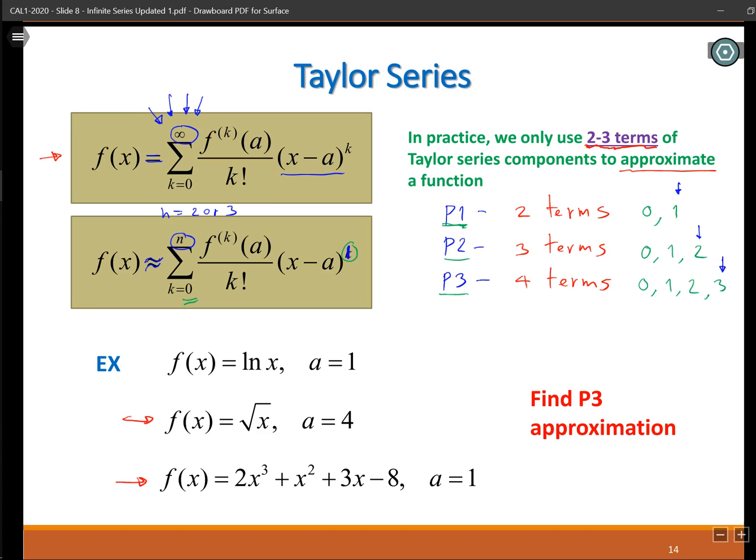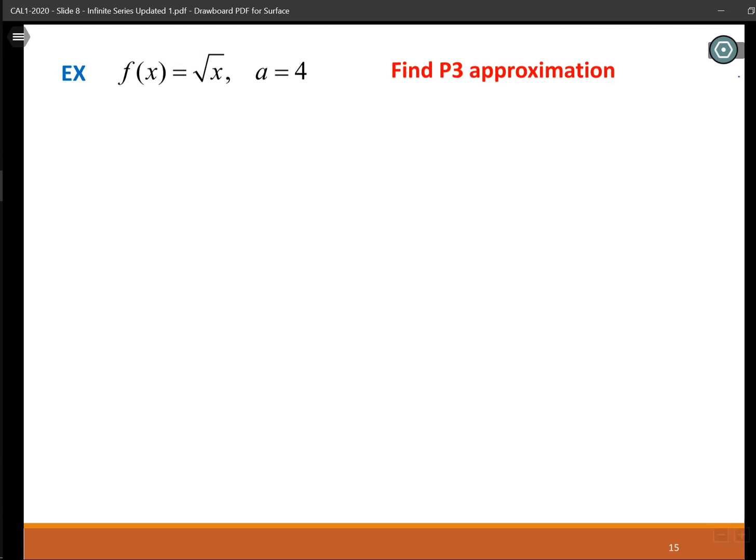So what is it asking us to do? They ask us to find the P3 approximation. So obviously we have to do 4 terms. All right, so let's start with the square root of x. In this example, we have a function f of x equal to square root of x, and we want to find the P3 approximation of this function by using the Taylor series.